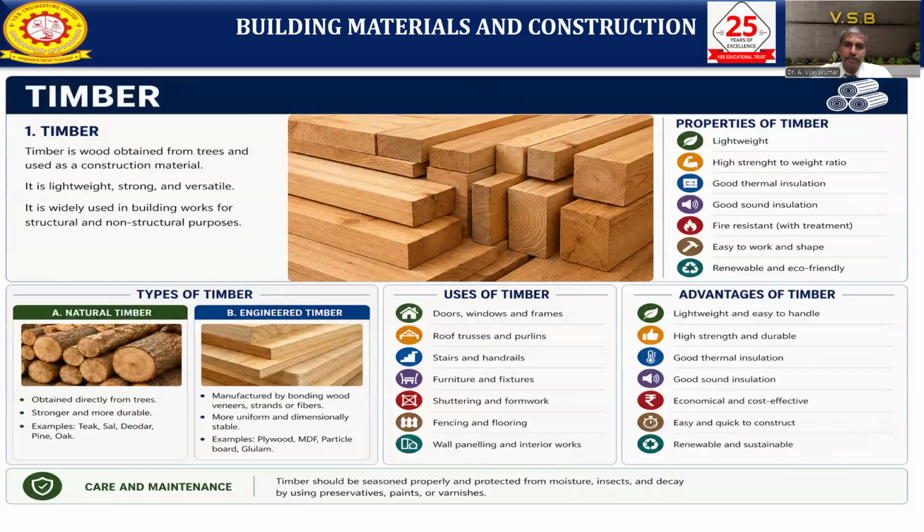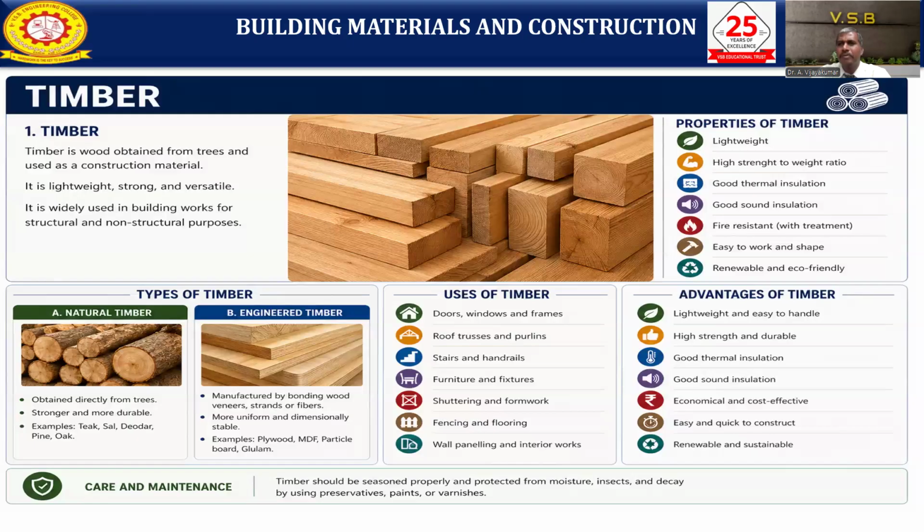We have two types of timber: natural timber and engineered timber. Natural timber is obtained directly from trees, and is strong and more durable. Examples are teak, sal, deodar, pine and oak. All these timbers are natural timber. Engineered timber is manufactured by bonding wood veneers, strands and fibers, made in industry. It is more uniform and dimensionally stable. Examples are plywood, MDF, particle board and glulam. These are called engineered timber.